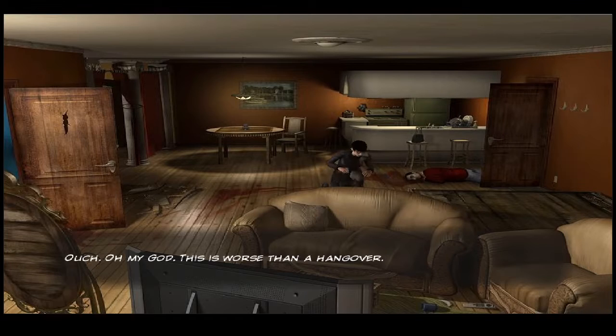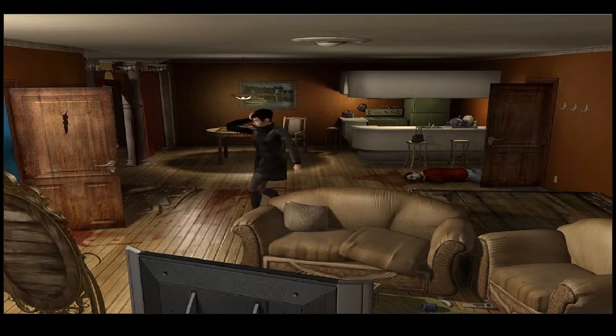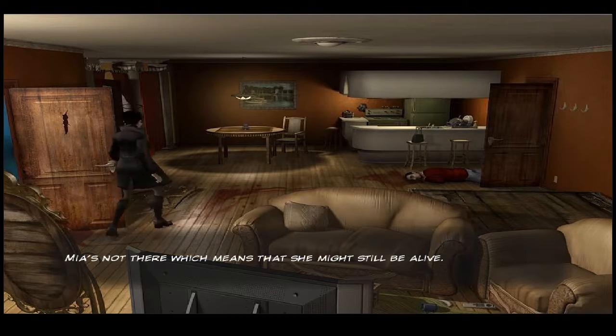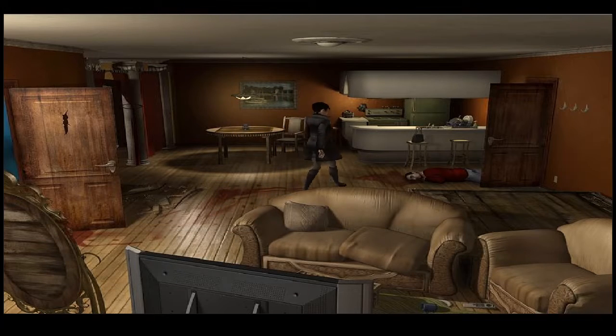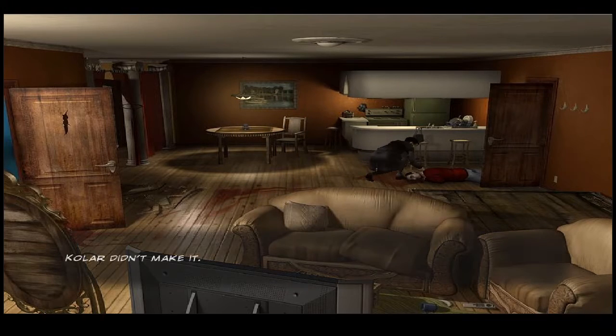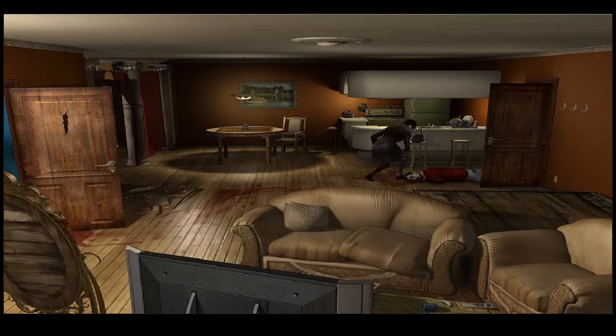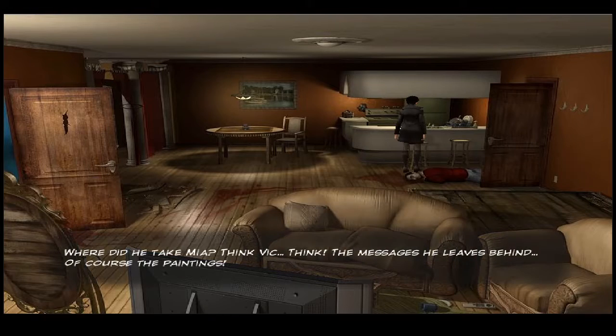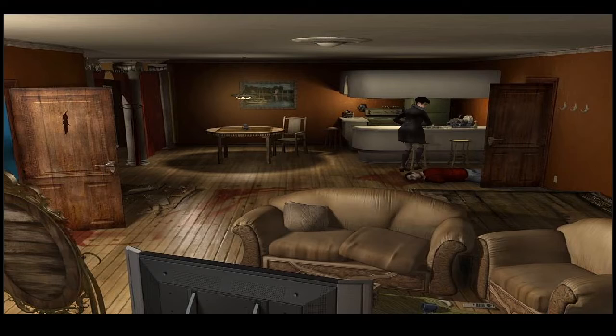Ouch! Oh my god, this is worse than a hangover. Mia's not there, which means that she might still be alive. Kolar didn't make it. Hey, that's Mia's purse. Now this might come in handy. Where did he take Mia? Think, Vic! Think! The messages he leaves behind. Of course, the paintings!